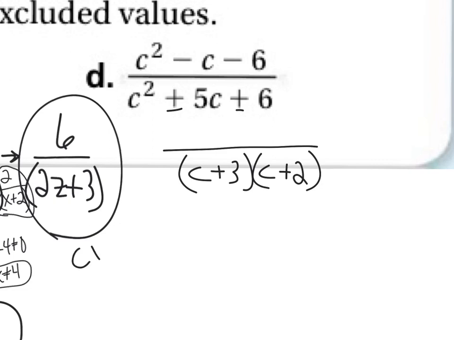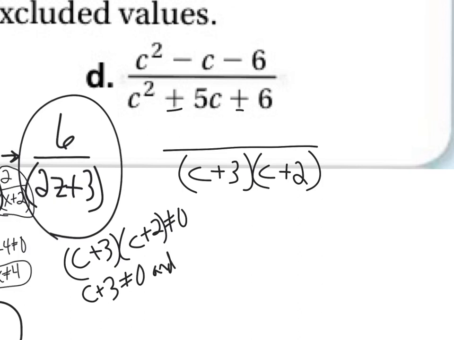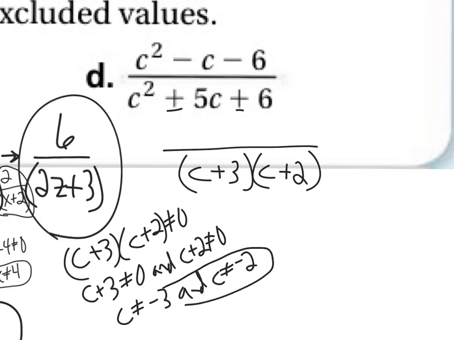And we can go ahead and do our excluded values before we forget. It's easy to forget to do the excluded values because we're so excited to work these problems out. So that would end up being c cannot equal -3 and c cannot equal -2. So those are excluded values.